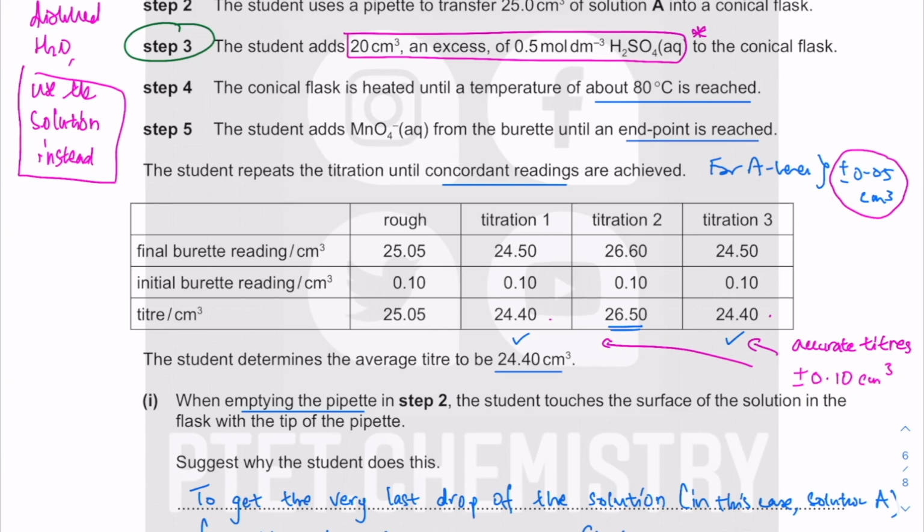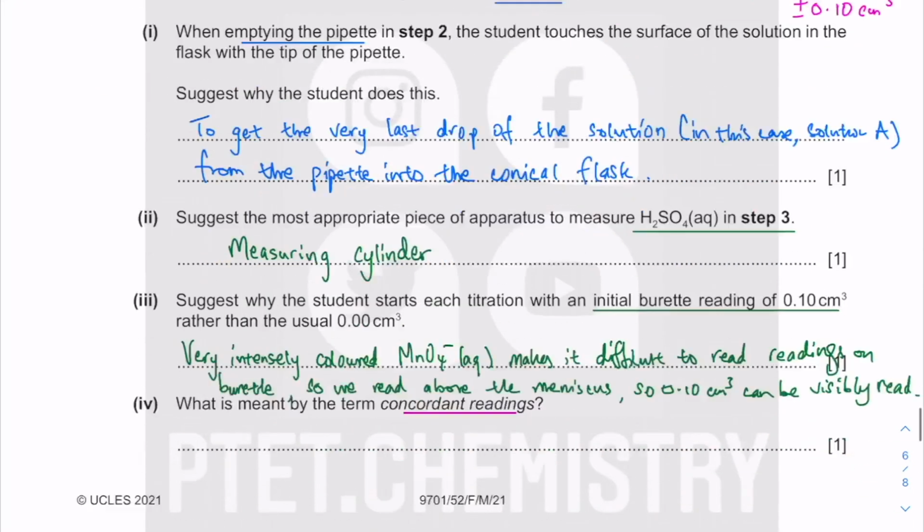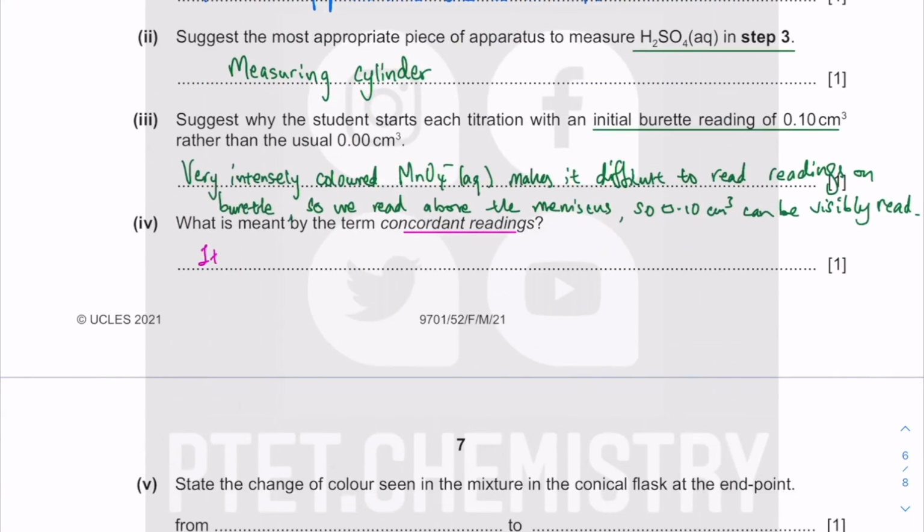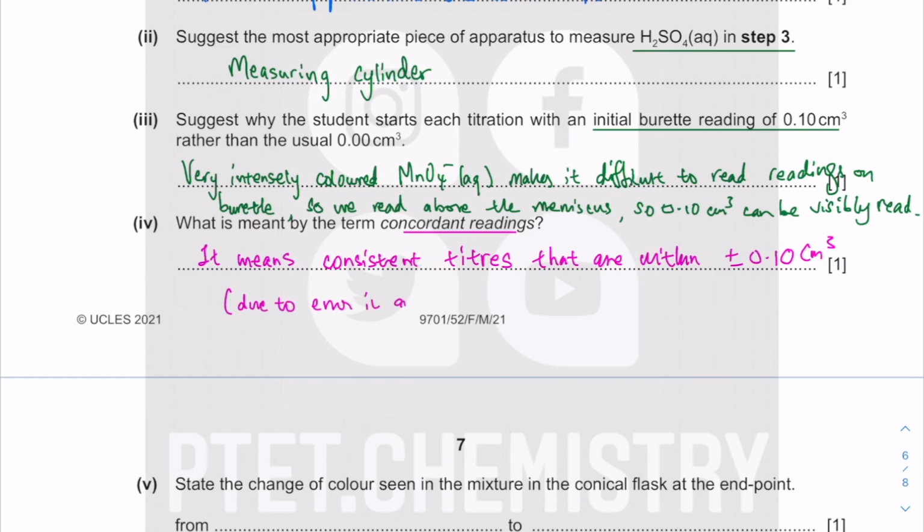Back in O level, your burette reading was read to 1 decimal place, and therefore your accurate titers were accepted to 0.20 cm³, but not in A level, where you are demanded a higher level of accuracy. So it means consistent titers, or titer readings that are within plus minus 0.10 cm³, and this is due to error in a single reading for burette.